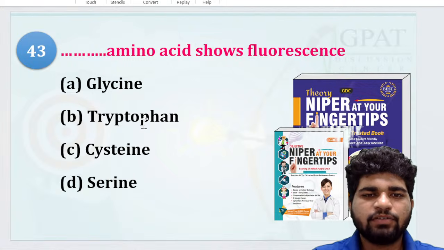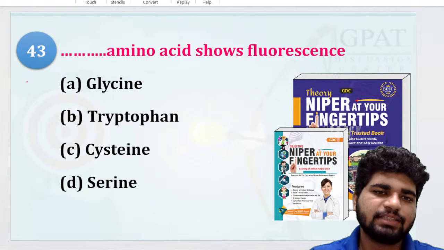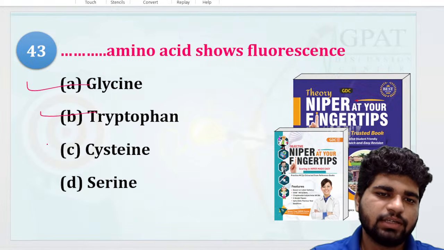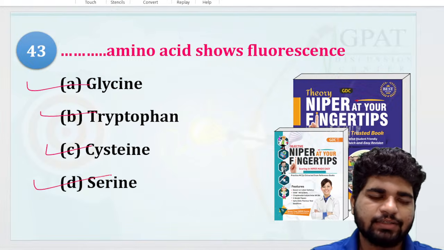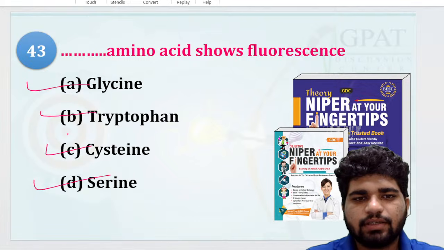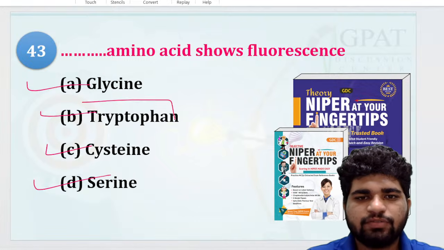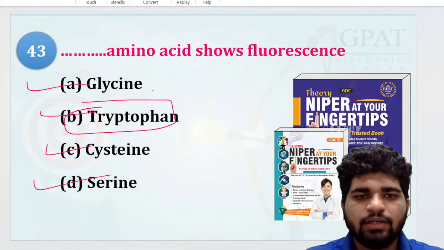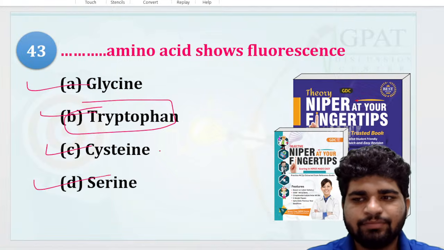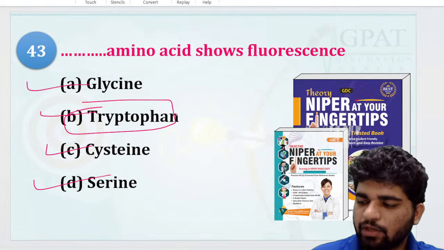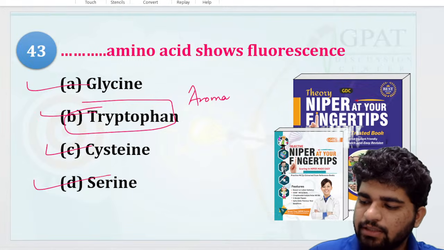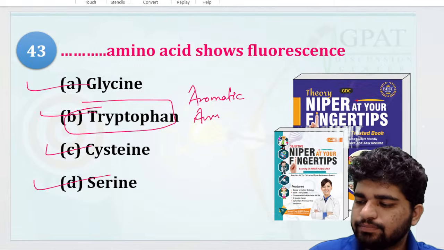Now, which of the following amino acids shows fluorescence? Glycine, tryptophan, cysteine, or serine? Which of the following amino acids shows fluorescence? That is your tryptophan, which is nothing but your aromatic amino acid, right? Aromatic amino acid, tryptophan.